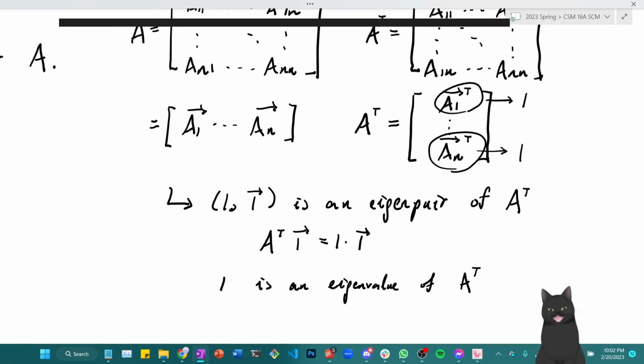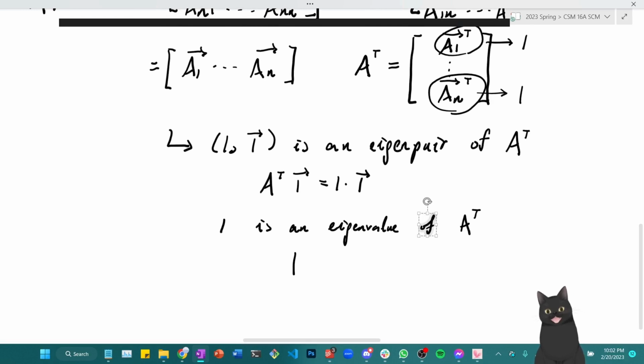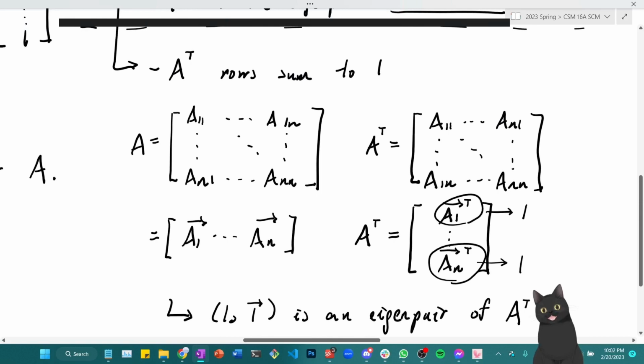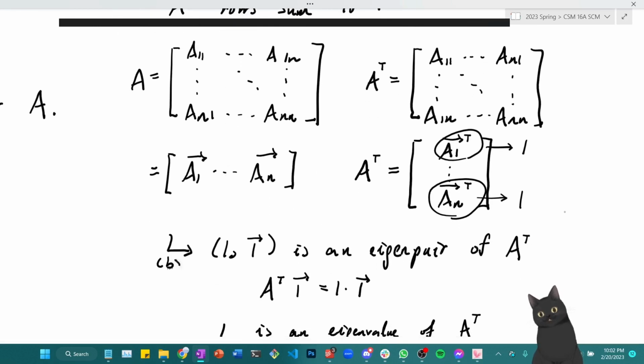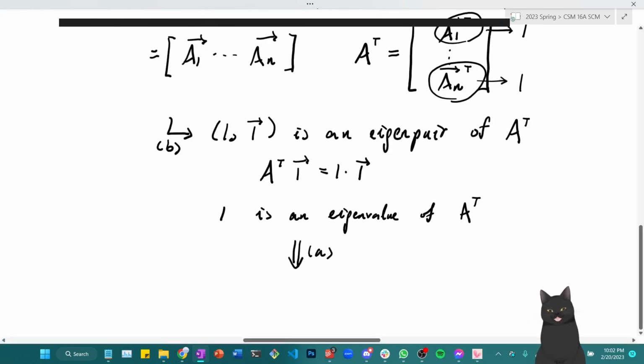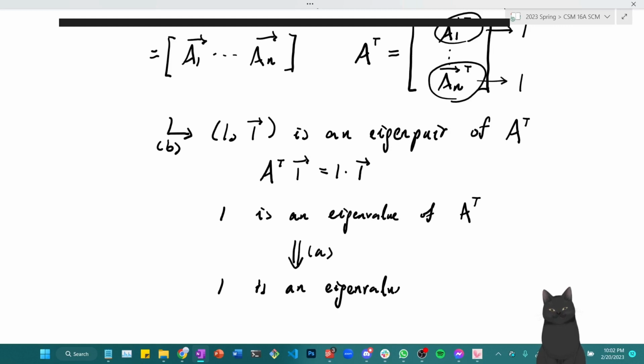We know that 1 is an eigenvalue of A transpose, therefore by what we have proven in part A, let me also write part B here so that it's clear what we're doing. We have proven in part A that if lambda is an eigenvalue of A transpose, it must be an eigenvalue of A as well. So 1 is also an eigenvalue of A. At this point, we have then proven the prompt.